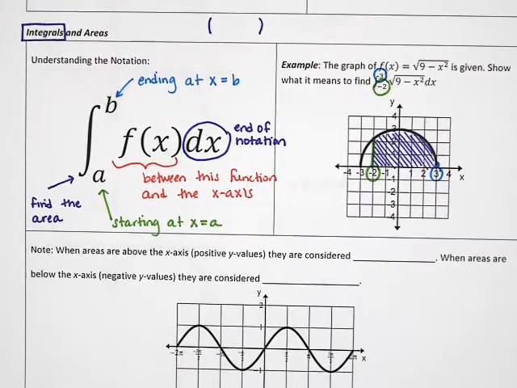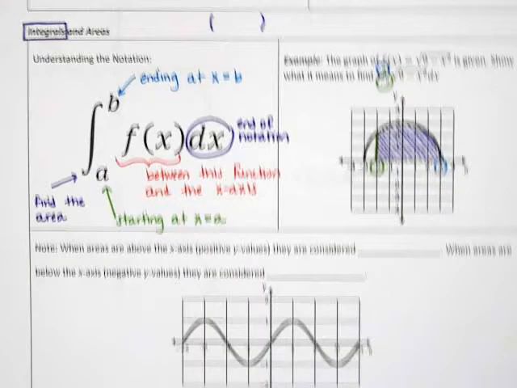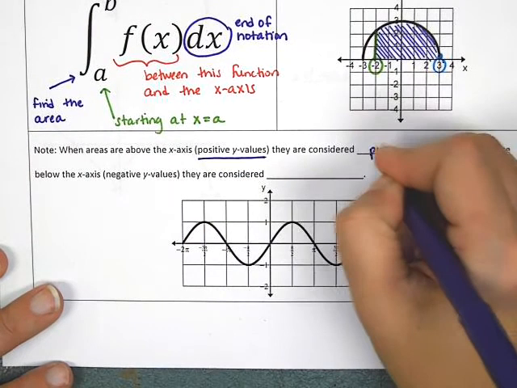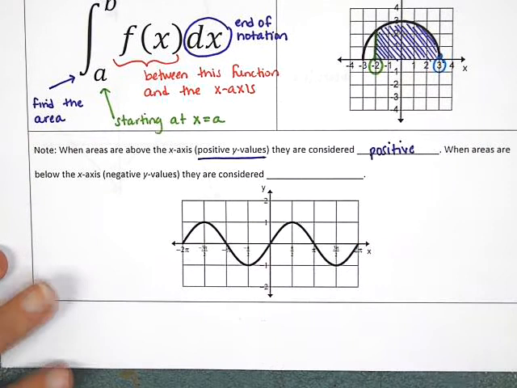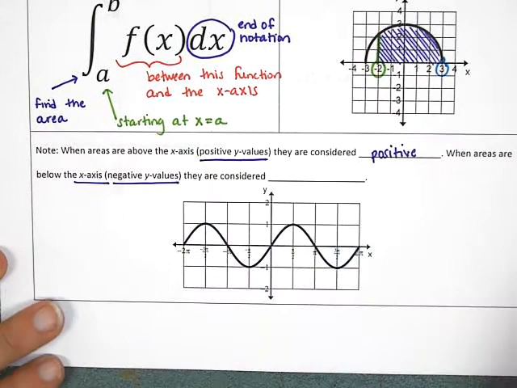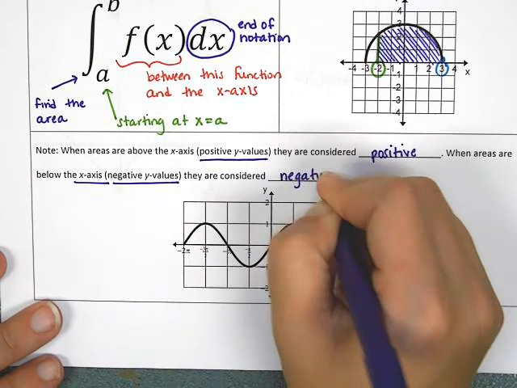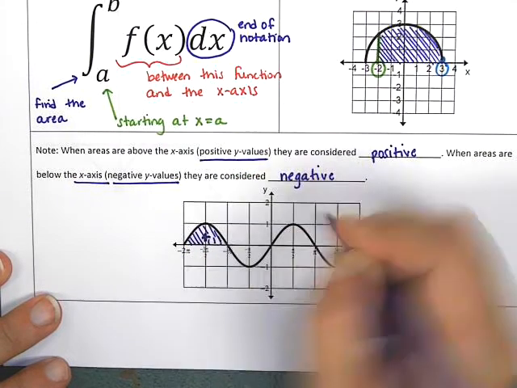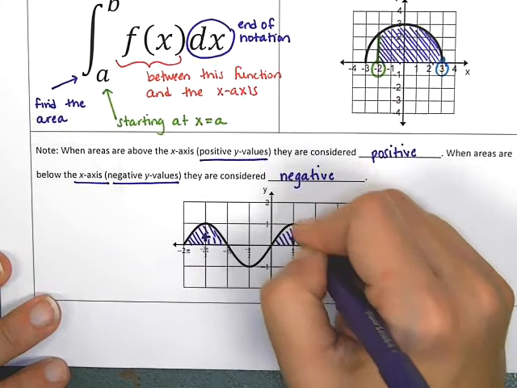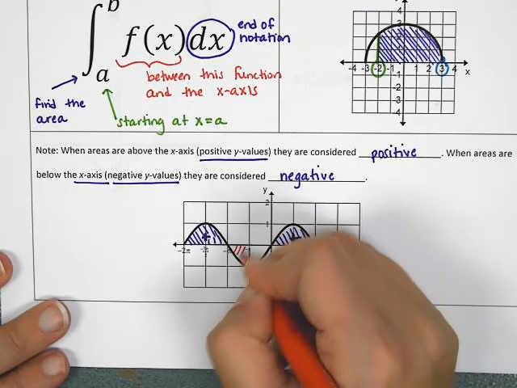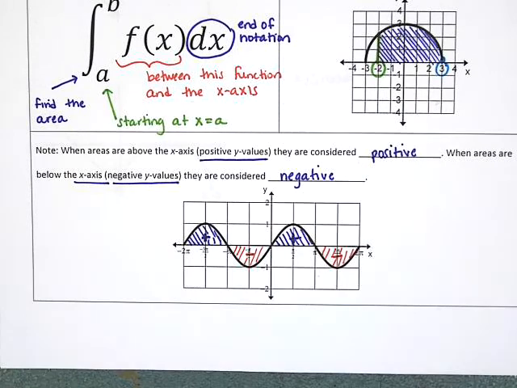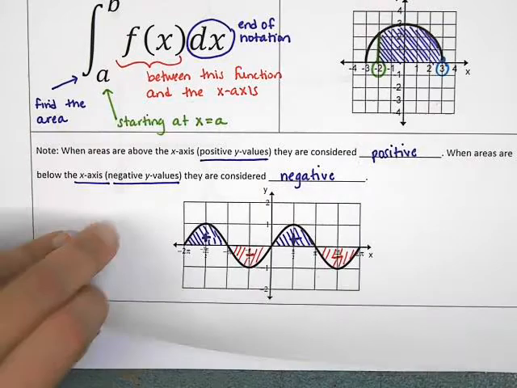Now, just like in derivatives, negatives meant direction. For example, if your velocity was negative, it just meant that you were traveling to the left. When areas are above the x-axis, in other words, when they have positive y values, they are considered positive areas. But when areas are below the x-axis, in other words, when they have negative y values, they are considered negative areas. So in this picture, the area here would be considered positive, and the area here would be considered positive. But the area here would be considered negative, and the area here would be considered negative because it's below the x-axis.